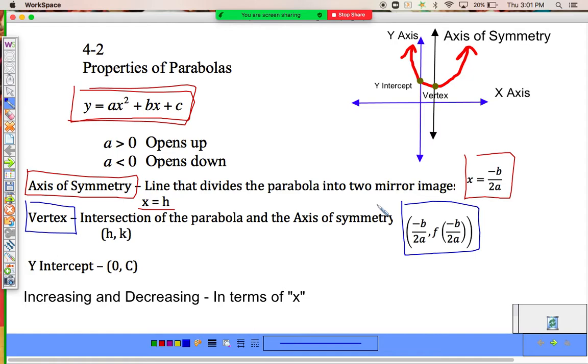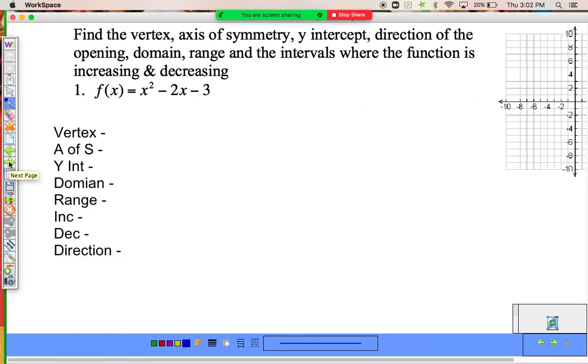All right, so the axis of symmetry is x equals negative b over 2a. My vertex is the ordered pair, negative b over 2a, comma, f of negative b over 2a, which is going to be real simple. Everything else is going to be done in the same way. So let's look at number 1. We're going to do exactly the same problems that we did before. We're going to find a vertex, axis of symmetry, y-intercept, domain, range, increasing, decreasing, and direction.